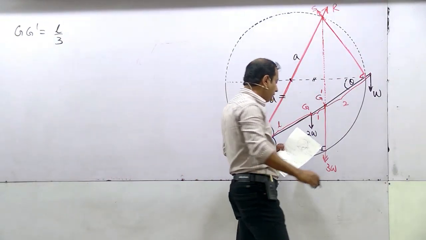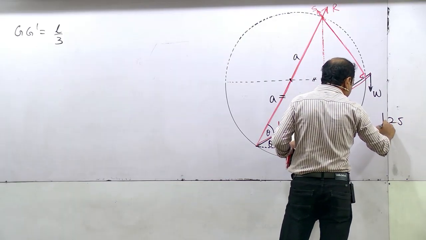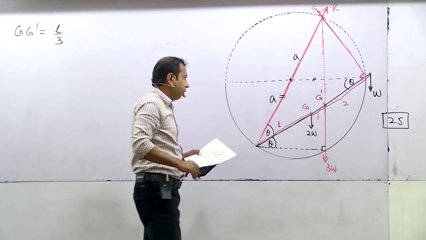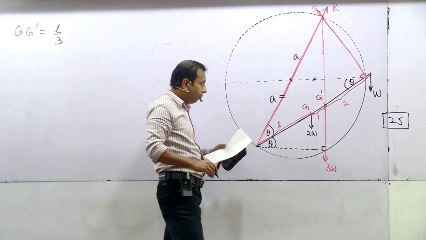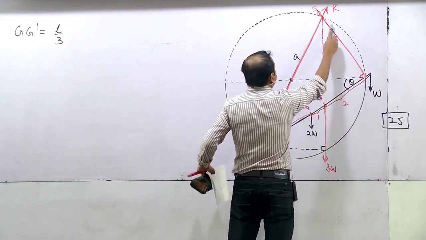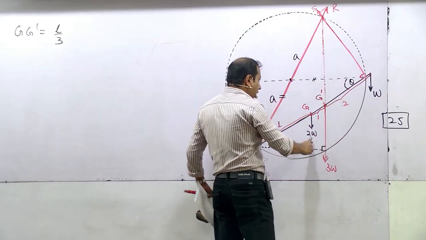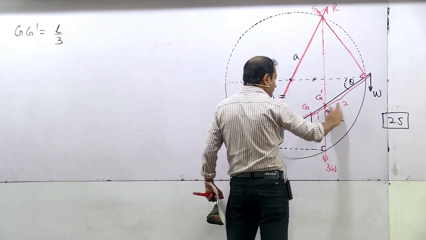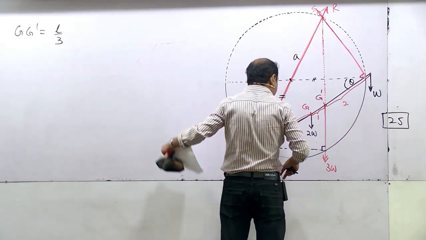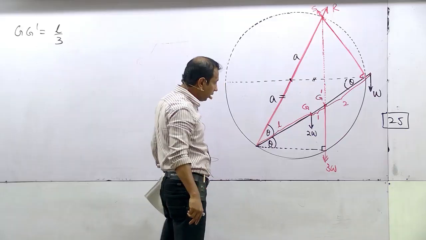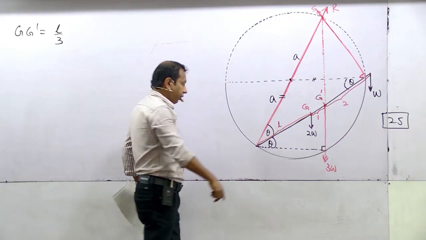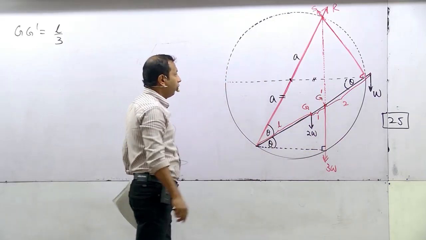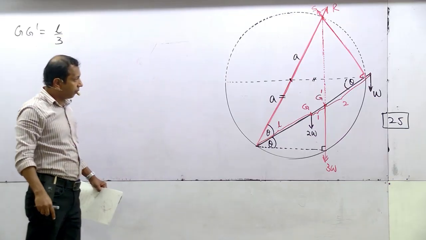For this diagram 25 marks are given, but all this information must be there. Otherwise you lose 5 marks for each. Namely, R and S must meet here. 2W you have to mark, and the resultant must be marked as 3W. The ratio 1 is to 2 must be marked here. By that calculation we must get that idea. This angle theta you have to mark. This is 90. Including all this information only, you get 25 marks.